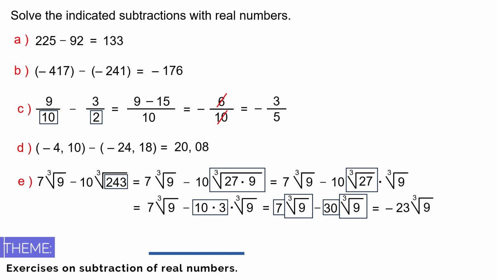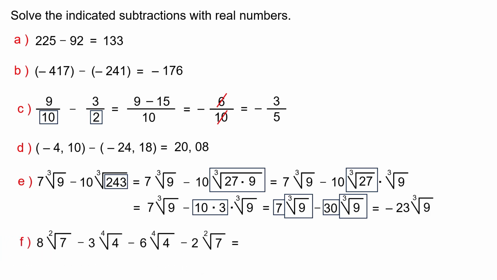23 cube root of 9. And literal F: 8 square root of 7 minus 3 fourth root of 4 minus 6 fourth root of 4 minus 2 square root of 7. In this sixth case, we have the subtraction of irrational numbers, but with different indices and subradicals in some cases.